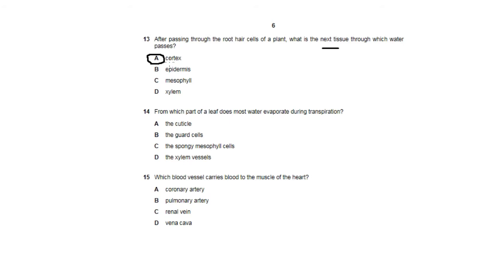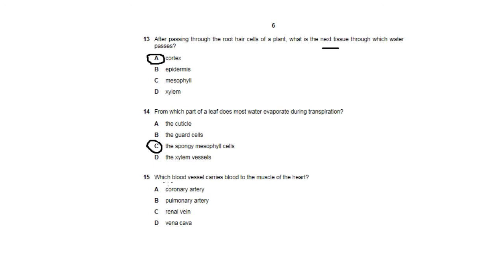So don't immediately look at water and then say xylem, because xylem is doing the water transport. The next one here as well gave quite a few students trouble. From which part of the leaf does most of the water evaporate during transpiration? Here it's important to remember where the water is, because yes, water will exit through the guard cells, yes, water will enter through the xylem vessel, but where is the water in the leaf? Well, it is in the spongy mesophyll cells, so this is also where most of the evaporation will happen. The cuticle has a waxy layer, so that will limit evaporation.